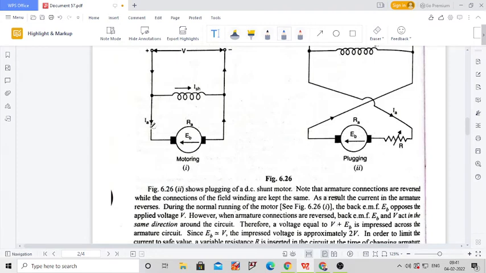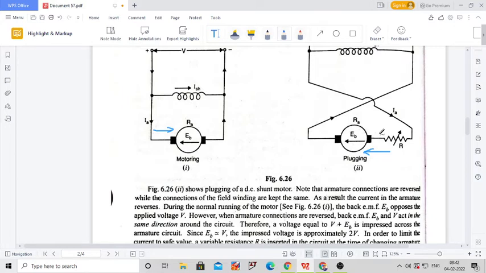Here the armature current flows in this direction. For this case, the armature current flows in this direction. So we are simply reversing the direction of current flowing through the armature circuit. As the armature current gets reversed, there will be formation of a torque which is in the opposite direction to the torque developed during motoring mode. So the torque that develops in motoring mode, in the opposite direction the torque will now develop in braking mode, and due to that the speed of the motor goes on decreasing.